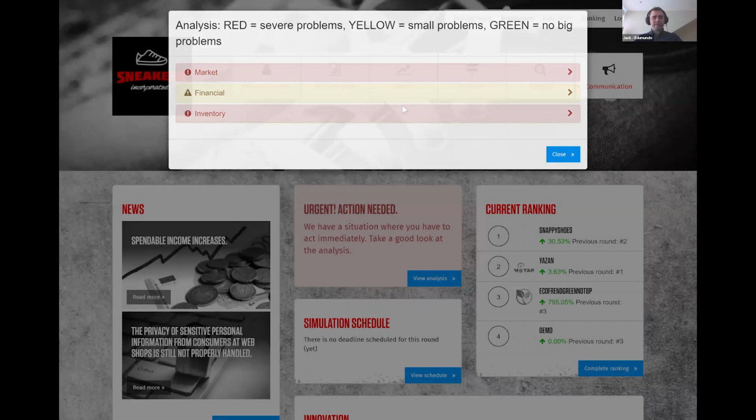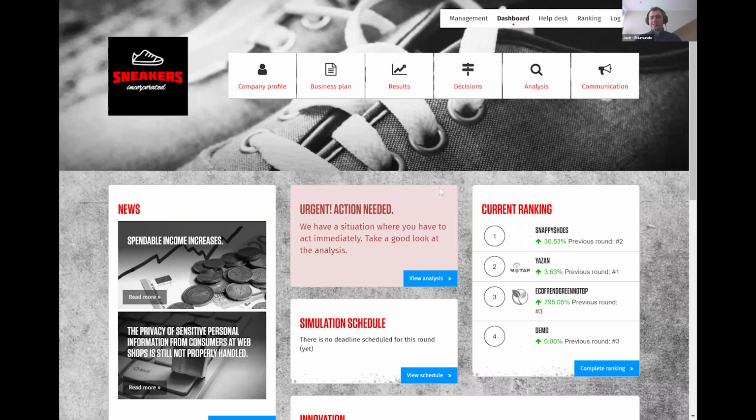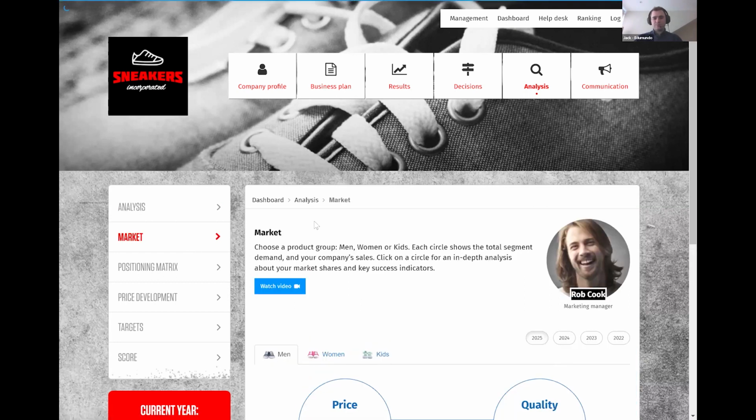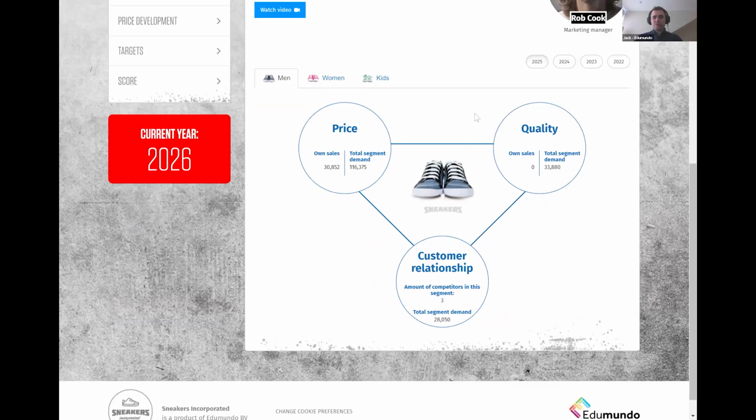Other areas of analysis that you could also take a little bit more of a deep dive into is using the analysis tab. So for example, going back to more the market demand that you may have experienced, we're going to use the market tool. On this market tool, we can see the 3 segments: price, quality, customer intimacy, whether or not we've had sales, as well as the total demand. Let's say we take a look at the price segment, where we had 30,000 in sales.